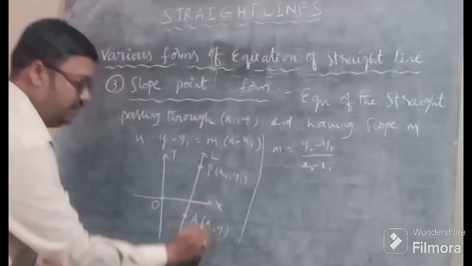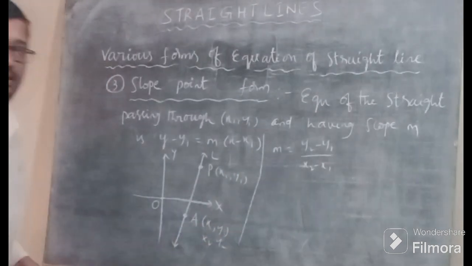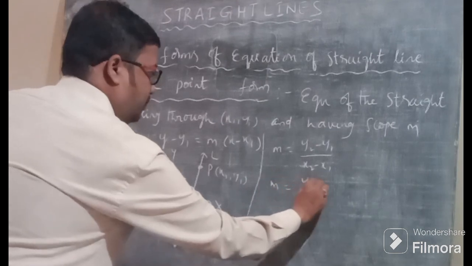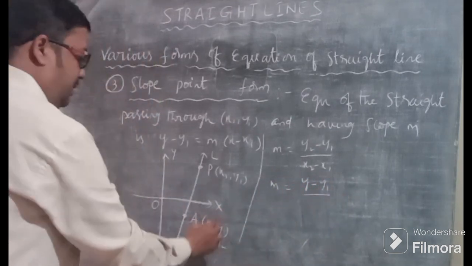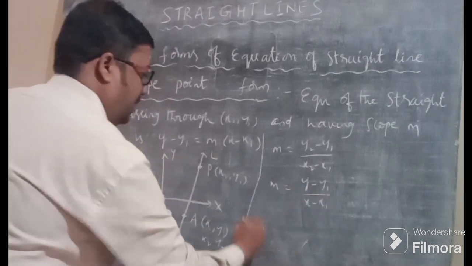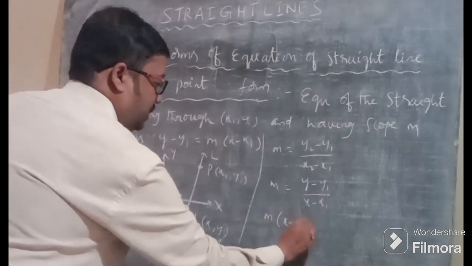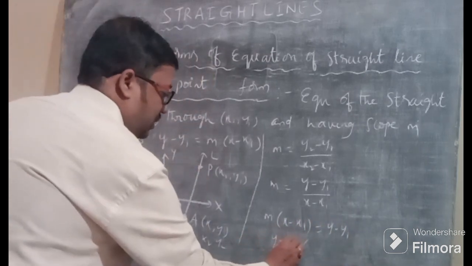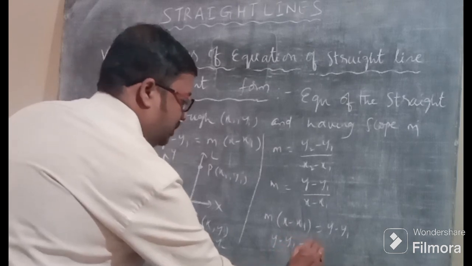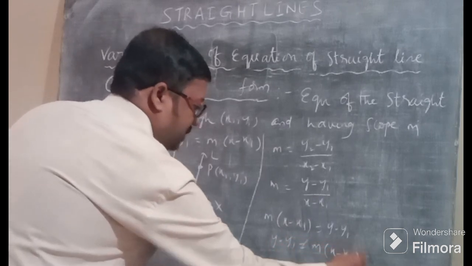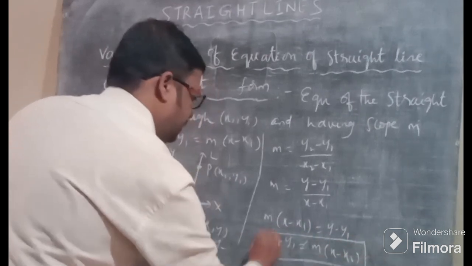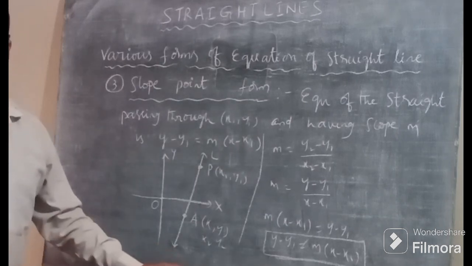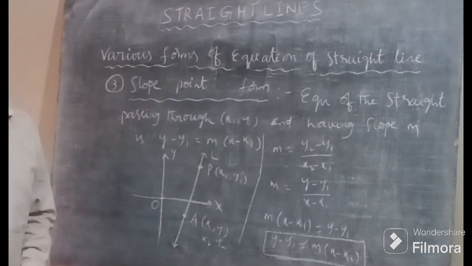This is already (x1, y1) and this is (x2, y2). So m equals y2, meaning y, minus y1 by x2, meaning x, minus x1. m into x minus x1 equals y minus y1. So y minus y1 equals m into x minus x1. This is the slope point form of the equation of a straight line.